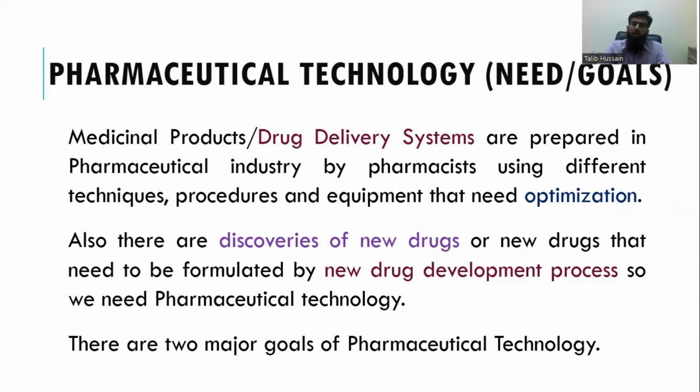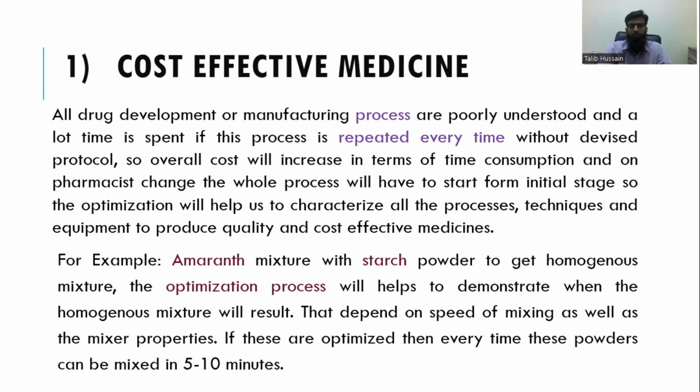And secondly, as new drugs are being discovered frequently in different countries, our new drug development process needed to be devised. So the new drug development process was devised under the heading of pharmaceutical technology. So on this basis, the pharmaceutical technology subject actually came into shape based on the 2 basic goals or 2 basic objectives of our field of pharmaceutics.